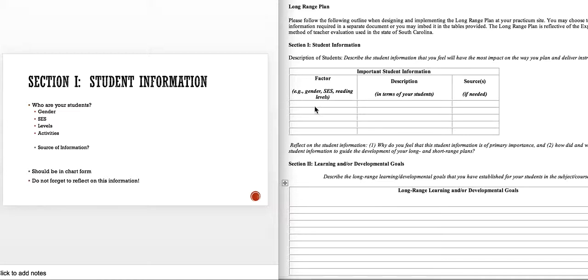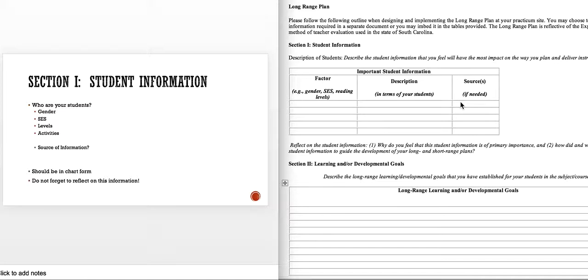So on the chart, you're going to list what is your factor. You're going to then describe your student. So for example, if you were doing gender, you might have gender as your factor. Then you're going to break down your students. So if you have 26 students in your class and you have 14 female students, then you would have 12 male students. And then the source, this is where you're going to get that information from.